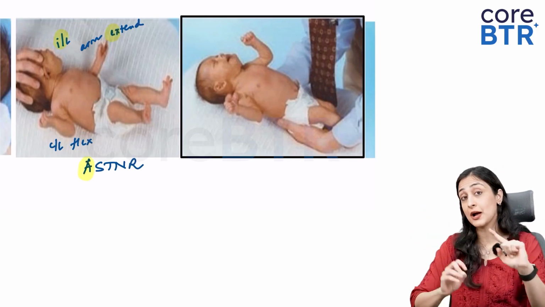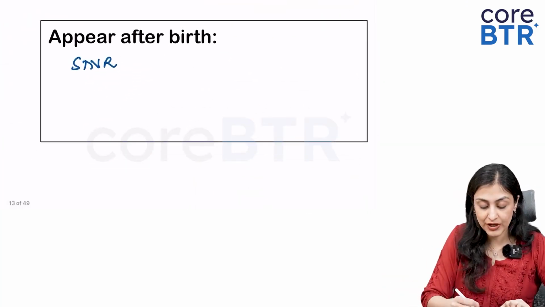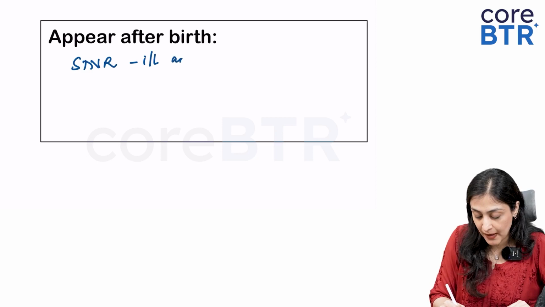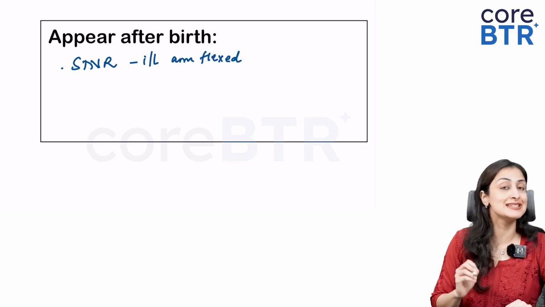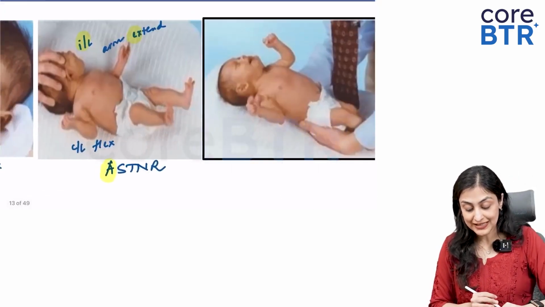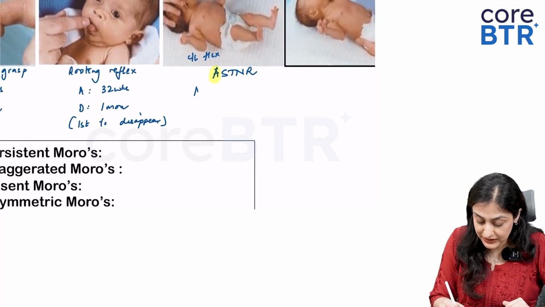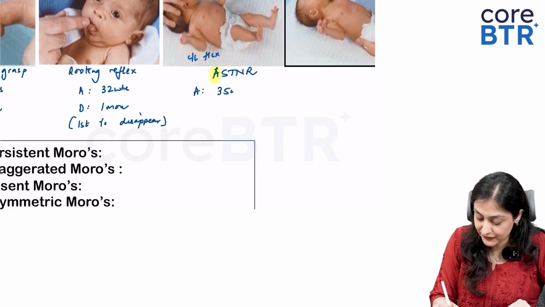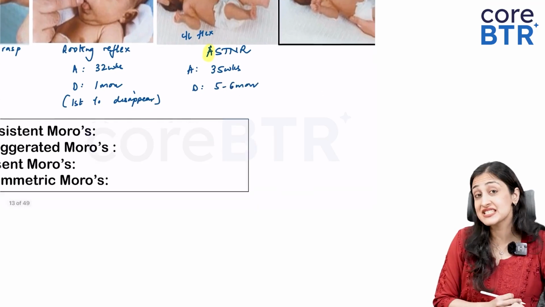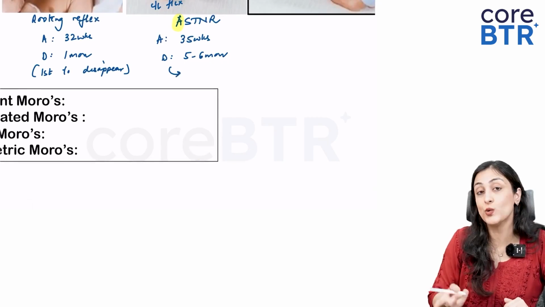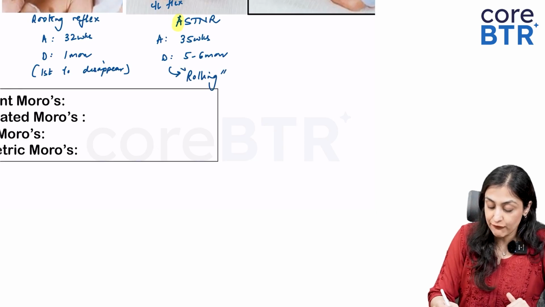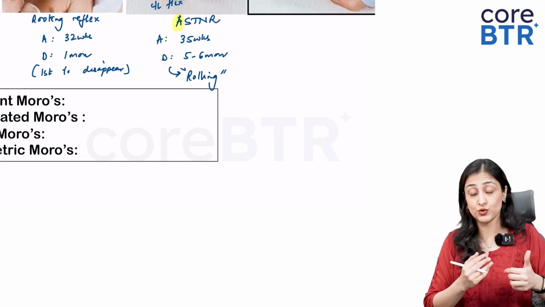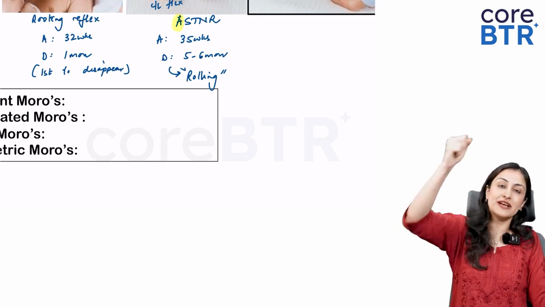In asymmetric, the ipsilateral arm extends, so in symmetric, what will happen? Can I say the ipsilateral arm will be flexed here? Yes. So that's how you can differentiate ASTNR and STNR. So what are their timings? Asymmetric tonic neck reflex appears at 35 weeks and disappears by 5 to 6 months. Its disappearance is very important because only when it integrates is the baby able to do rolling.